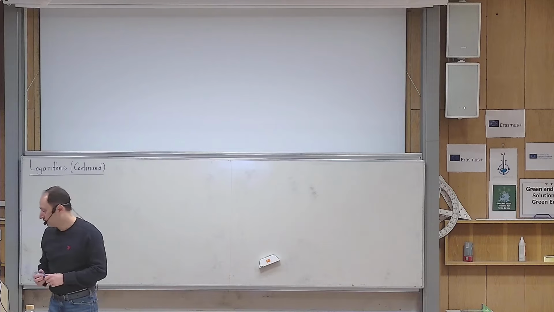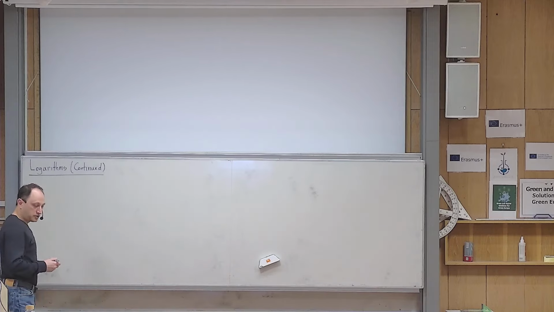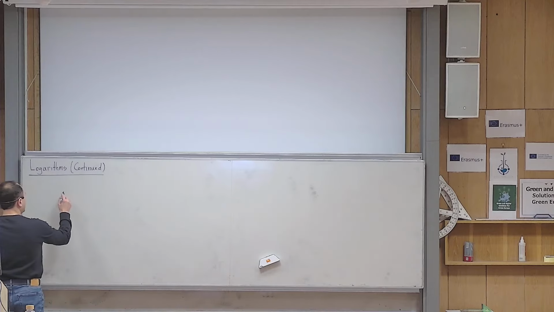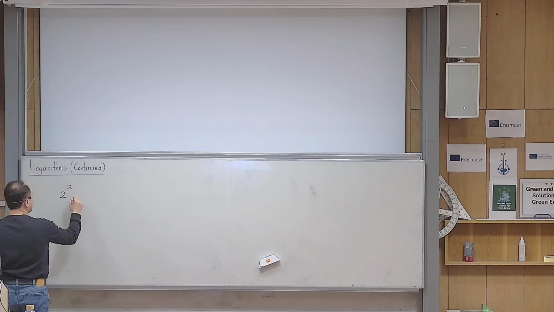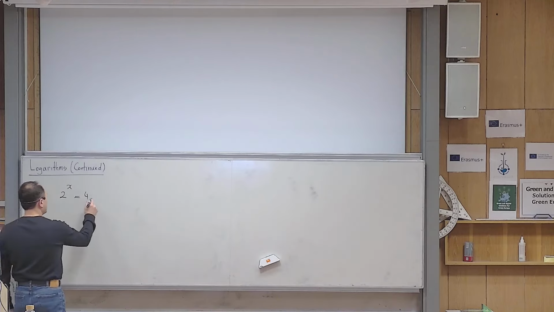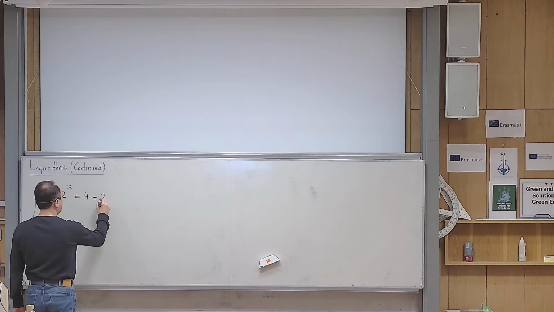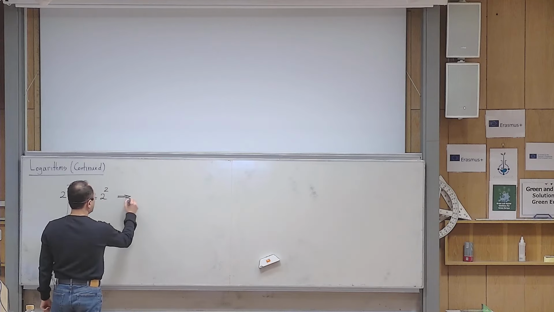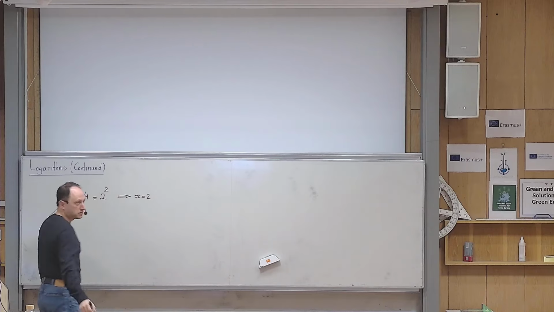Correct. Okay. So let us start with the simplest possible case. If I give you 2 to the power of x equals 4 and I ask you to find x, of course this is very simple. You already know what to do. Instead of 4 you can write 2 to the power of 2, and then you compare this one with that one, and immediately you realize that x is 2, and that is the end of the solution.